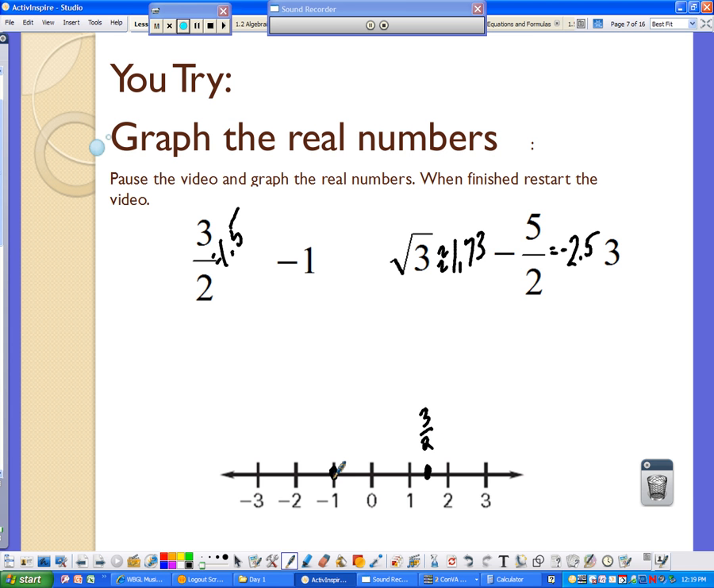Negative 1's already done for us. Square root of 3 is 1.73, not quite 2. Negative 5 over 2, again it's negative 2.5. And then 3 is already there, so we can just make a dot at 3. Okay.